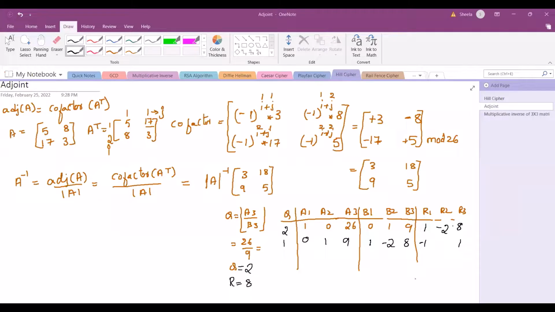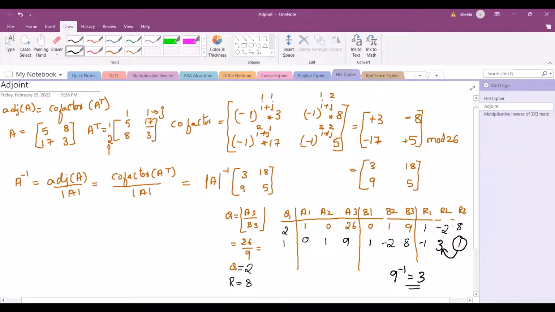Now how to calculate R2? R2 is nothing but A2 minus B2 into Q. Here A2 is 1 and B2 is minus 2. So 1 minus of minus 2, we get the value 3. Since the remainder R3 is 1, the multiplicative inverse of 9 will be R2. So here we get the multiplicative inverse of 9 as 3.